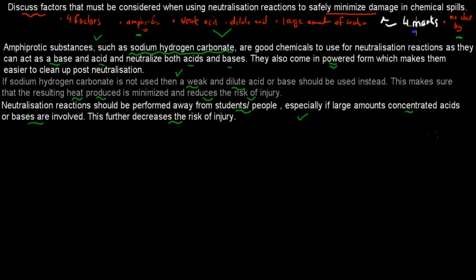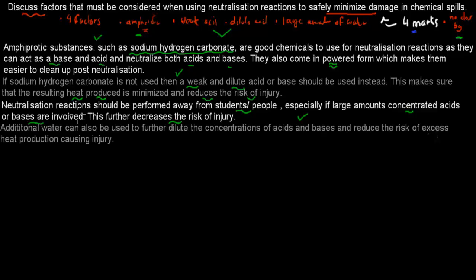And then we get one more mark. Again, this will be 5 marks because I've just mentioned 5 points. But I mentioned the next one with the additional water. Additional water can also be used to further dilute the concentrations of acids and bases and reduce the risk of excess heat production causing injury. So the more dilute it is, the less problems it will cause. So hopefully that was useful, but that would be your 4 to 5 quick points which means you would have gotten your full marks for this question.